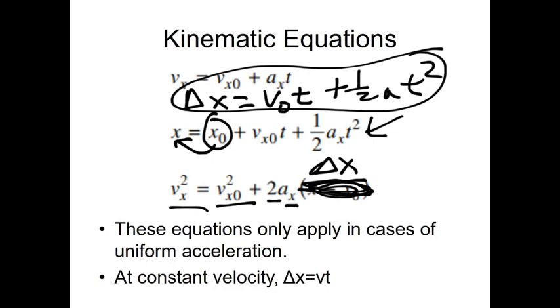One other formula that comes into play when you're working motion problems, if you have an object moving with a constant velocity, oftentimes the equation delta x equals vt is very useful. So the displacement is equal to the velocity, which is constant, times the time.